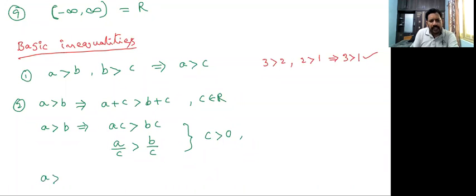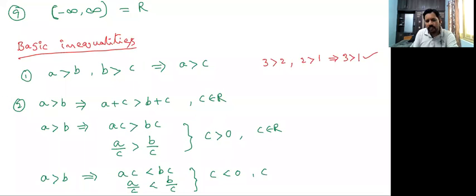If A is greater than B, that implies AC is less than BC, or A by C is less than B by C. This exists when C is less than 0, where C belongs to the real numbers. Here also C belongs to the real numbers. If you want an example, I will explain.